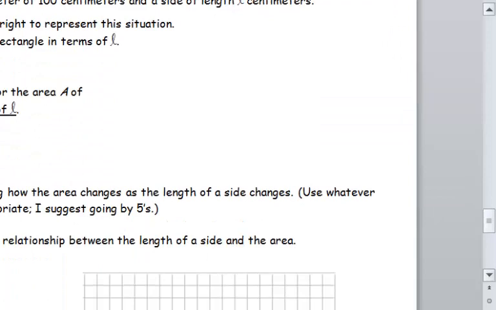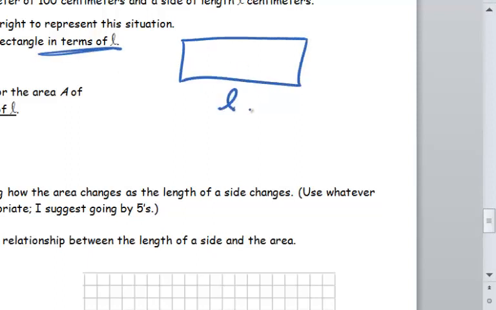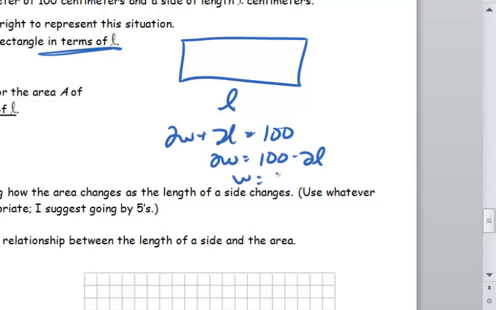Okay, this was the tricky one, but a lot of you did very well. Let's draw a rectangle. There's your length. They want you to label each side in terms of L. So what you needed to do was that whole thing with the perimeter. So if you have 2 widths and 2 lengths equal to 100, then solve for W. So 2W equals 100 minus 2L. Divide by 2, W is 50 minus L. And so that's where you get that side from. And then it says write the area in terms of L. So area is the length times 50 minus L.